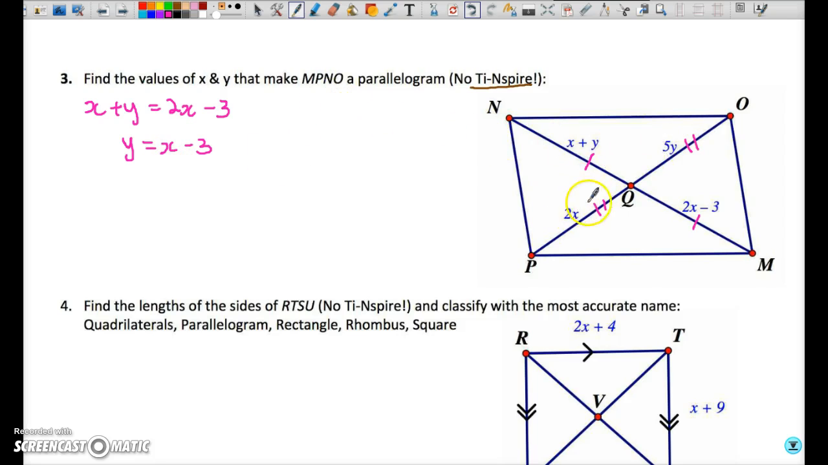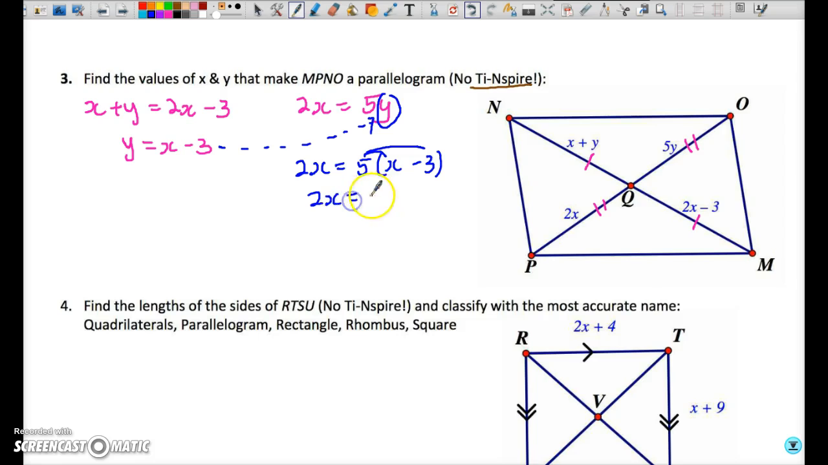And then I have my second equation over here, which is going to be 2x equal to 5y. And so those are my two equations. I'm going to solve this using substitution. And so in the place of y, I'm going to substitute in x minus 3 because y is equal to x minus 3, and that's going to allow me to solve the equation. So I'll then have an equation which says 2x is equal to 5 times x minus 3, and I've now eliminated the y and I've managed to get the equation with just x's, and I can now go ahead and solve. So we have 2x equals 5x minus 15.